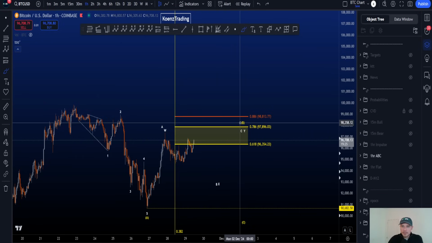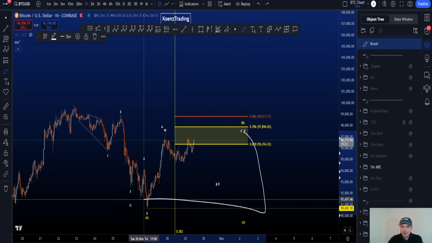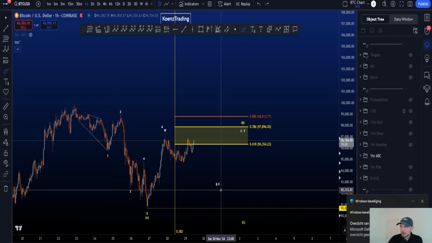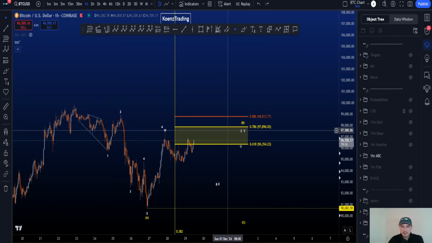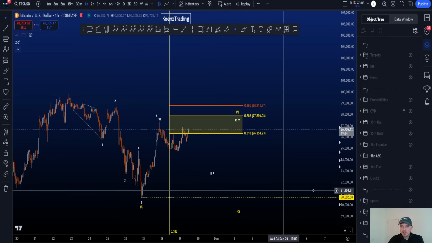Now, after your B, you look for price to move down below the low of your wave A, while I get a Windows safety notification. Very nice. So that is the scenario, right?